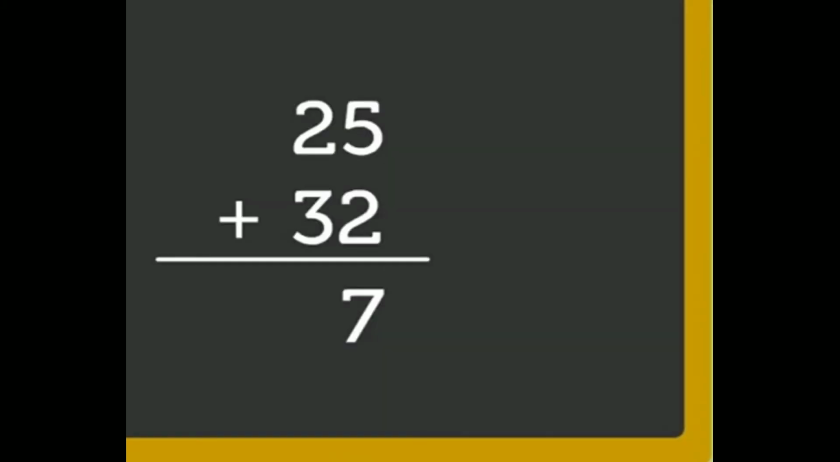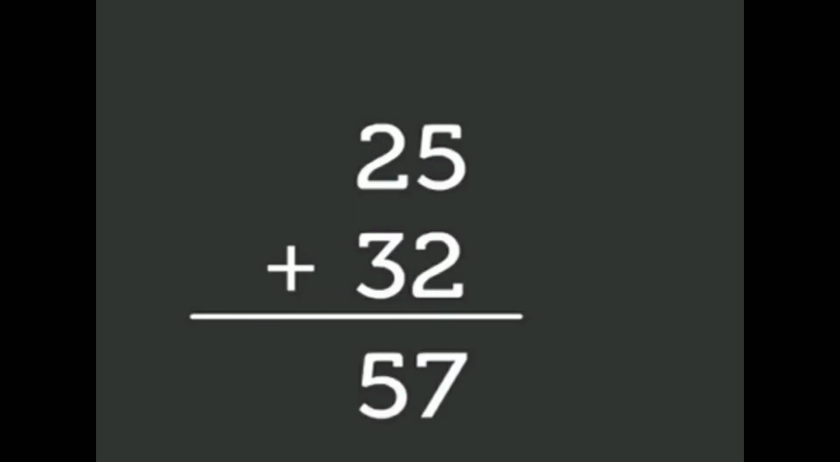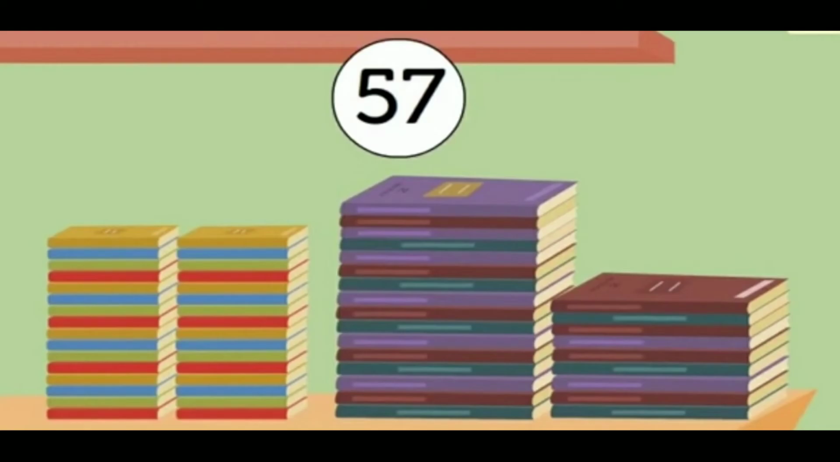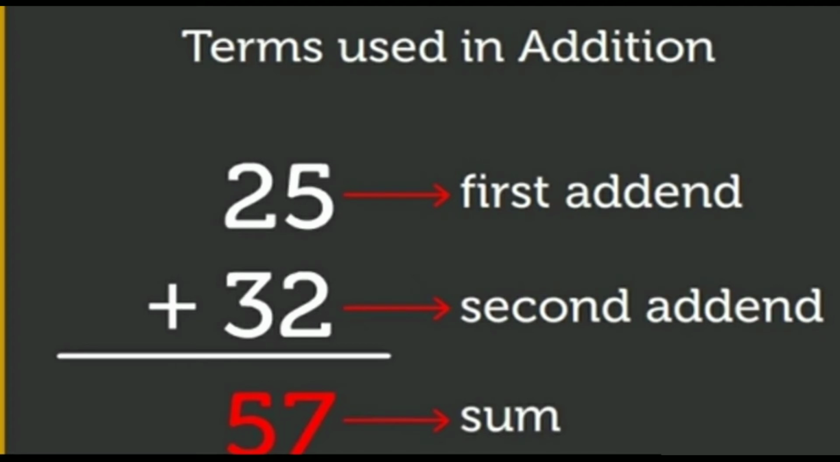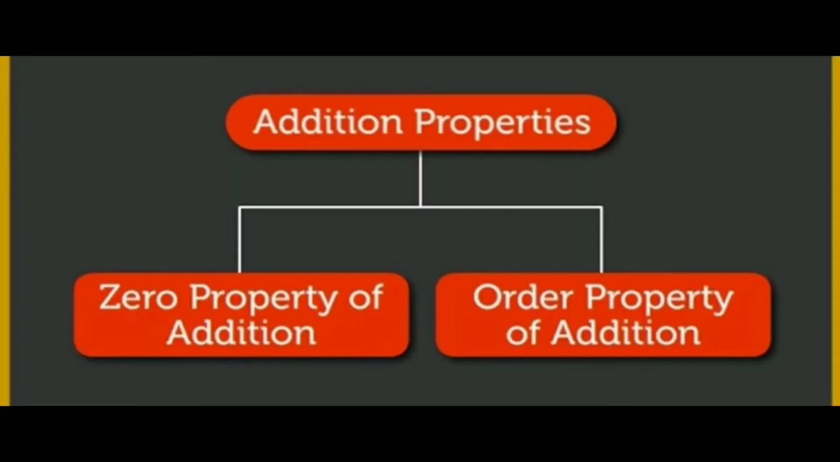First when we add the ones place, 5 plus 2 gives us 7, and the tens place, 2 plus 3 gives us 5. So the total number of books here is 57. From the sum, we can know that the numbers 25 and 32 are the addends, and the answer, that is the sum, is called 57 here.